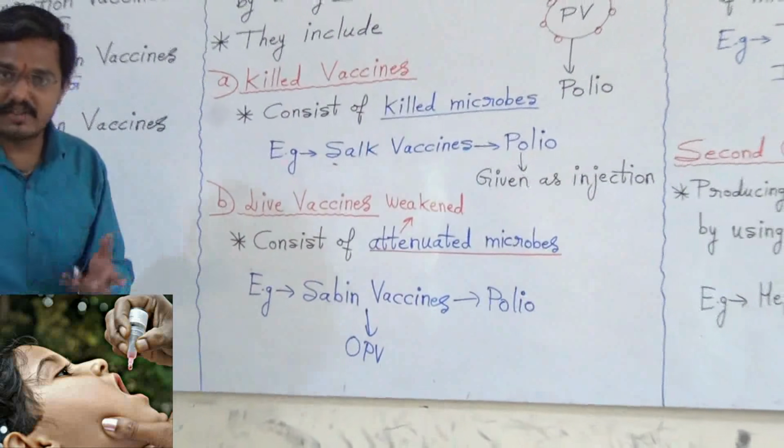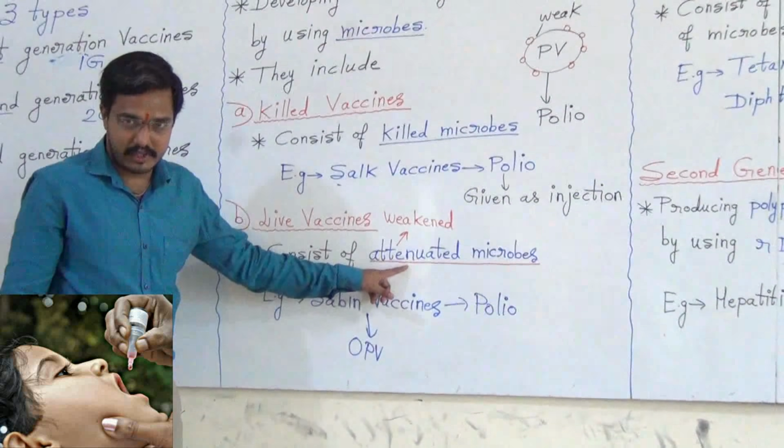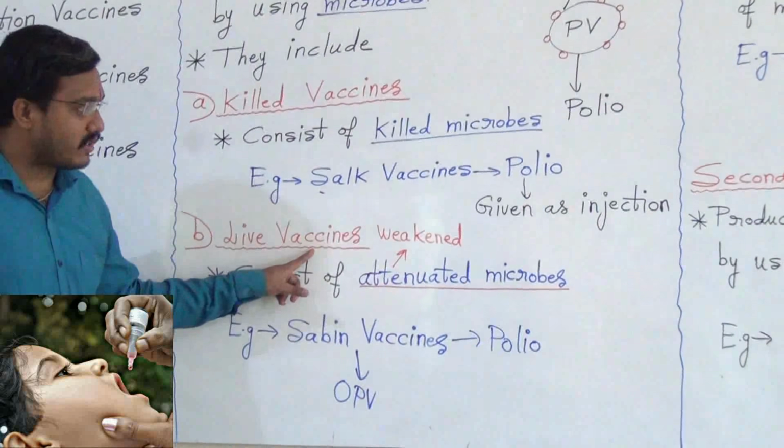What is there in that Sabin vaccine? In that, attenuated polio virus is there. So that type of the vaccines are called live vaccines.